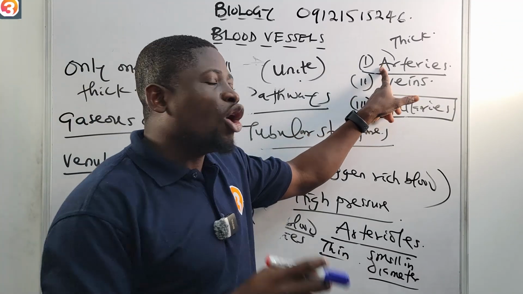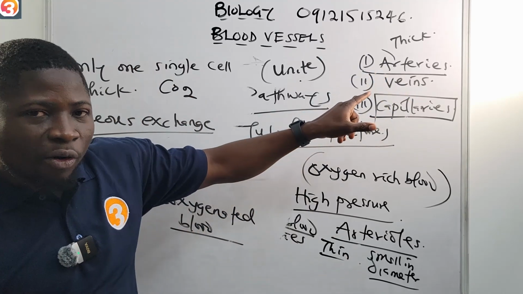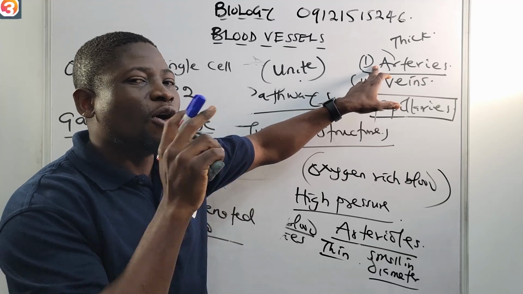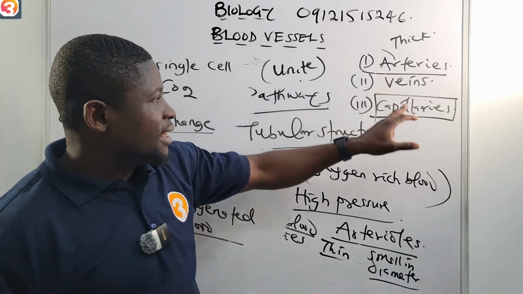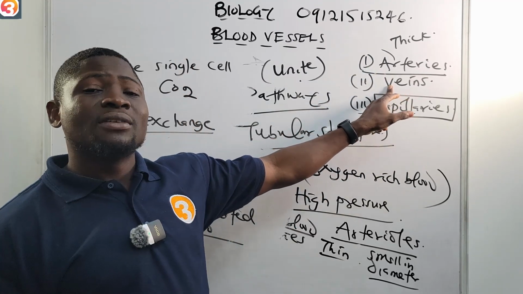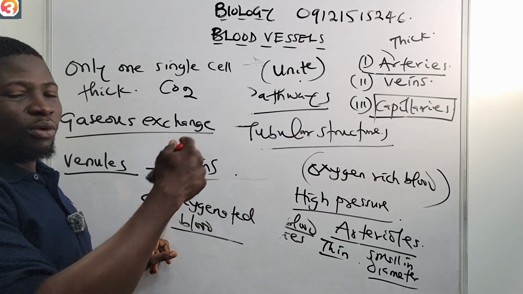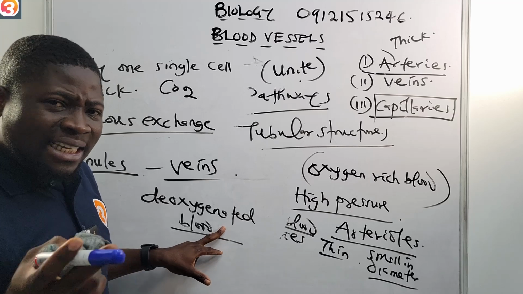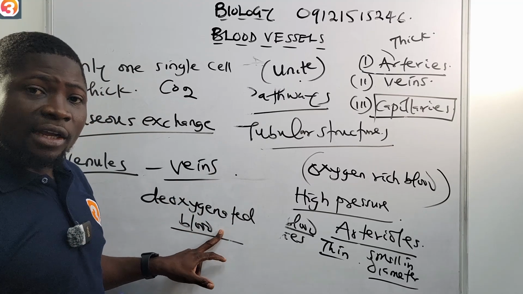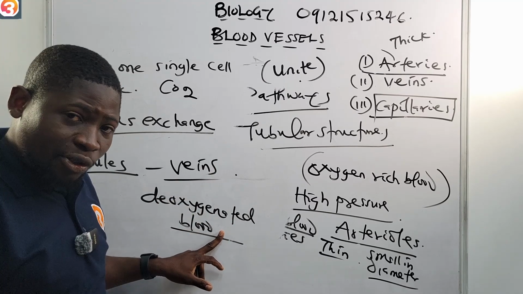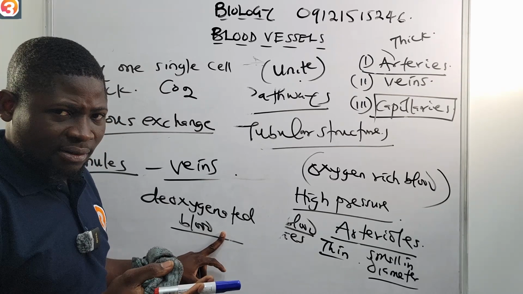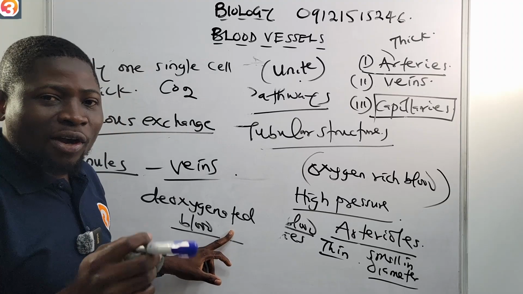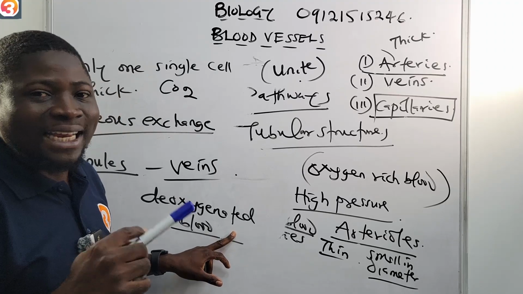So the veins carry deoxygenated blood to the heart. The arteries carry oxygenated blood away from the heart. Please take note of that. Now it's very important that as these veins are carrying this blood towards the heart, they will pass through various organs. But the problem here is that there's no organ that will pump except the heart. It's only the heart that can pump.